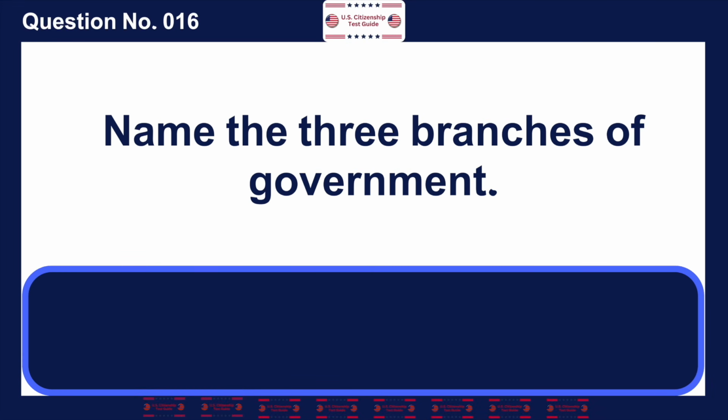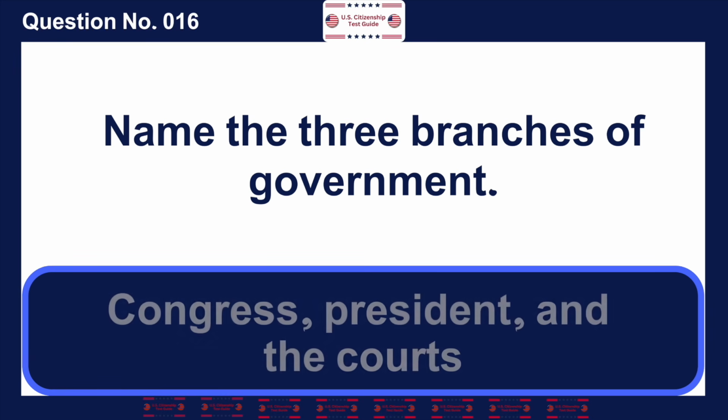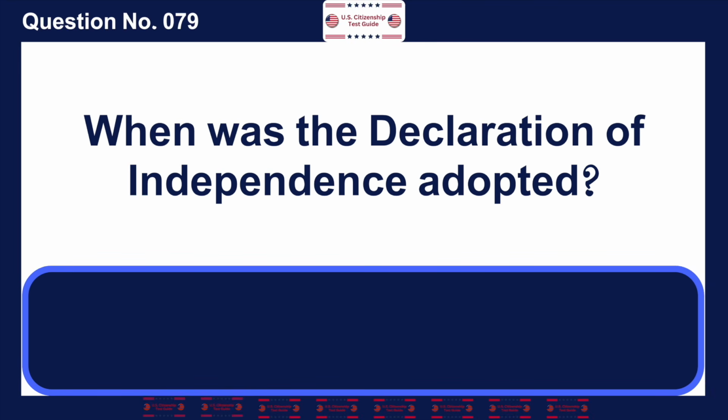Name the three branches of government. Congress, President, and the courts. When was the Declaration of Independence adopted? July 4, 1776.